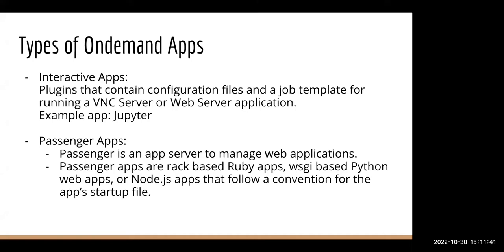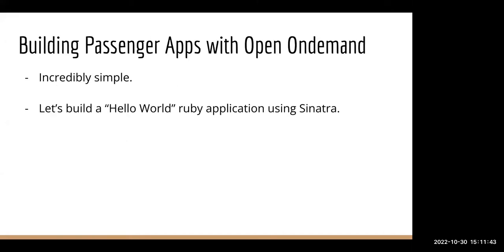I'll be demonstrating a small tutorial on how we can get started with the passenger application using Ruby. And as it is written in the presentation, it's actually incredibly simple. We'll just be building a hello world Ruby application, and we'll also be using the Sinatra web application framework. Sinatra is a web framework to build Ruby web applications. So it's like Ruby on Rails, or like Flask or Django in Python.